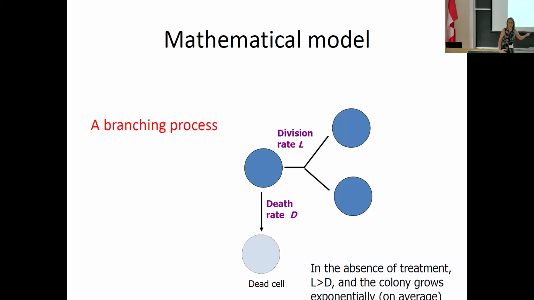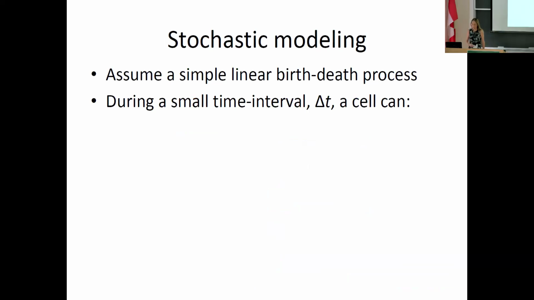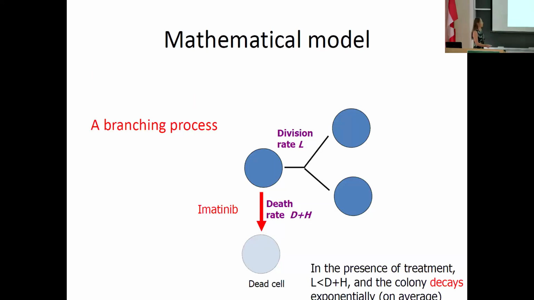So most of the stuff will be applicable for leukemias. So imatinib, let's suppose we apply the drug. Now the death rate of cells increases, and we'll call it H, the additional death rate that is induced by the drug. So now, if this new death rate is greater than the division rate, the colony will shrink and eventually disappear. And that would be a successful treatment.